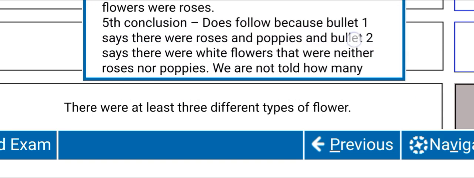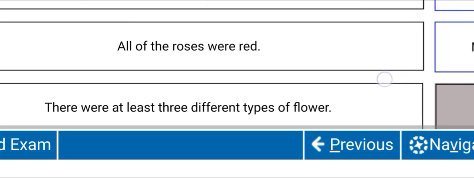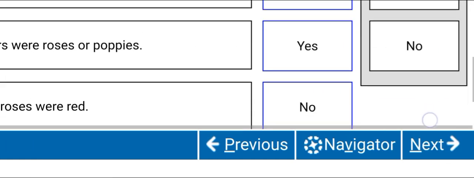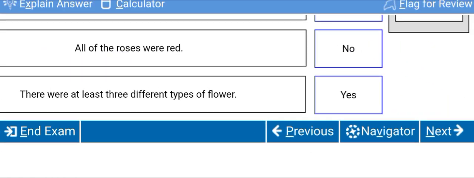Fifth conclusion does follow because bullet 1 says there were roses and poppies, and bullet 2 says there were white flowers that were neither roses nor poppies. We are not told how many different types of flowers there were. So because of this reason, the fifth conclusion does follow the statement of the question. So we will drop a yes in front of it.